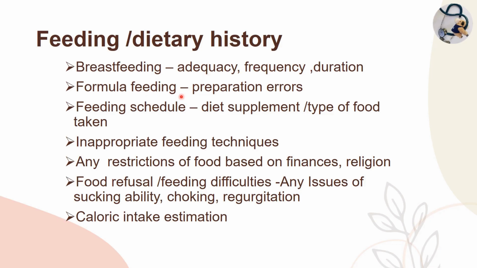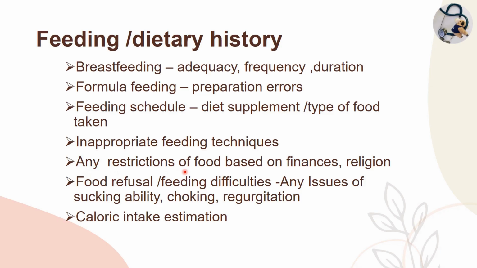Then if the parents are giving formula feeding, the preparation errors should be checked, because many times they don't know how to prepare the formula adequately or properly. Then you check the feeding schedule of the child, the diet supplement, when it was started and what type of food was given, when solid food was introduced and what all foods were introduced, and how many times, the frequency, this supplement feed was given. Then you check for inappropriate feeding techniques. Many times they don't know the technique of feeding, so this you have to check. Detail about this I'll be talking about when I am teaching you the dietary class.